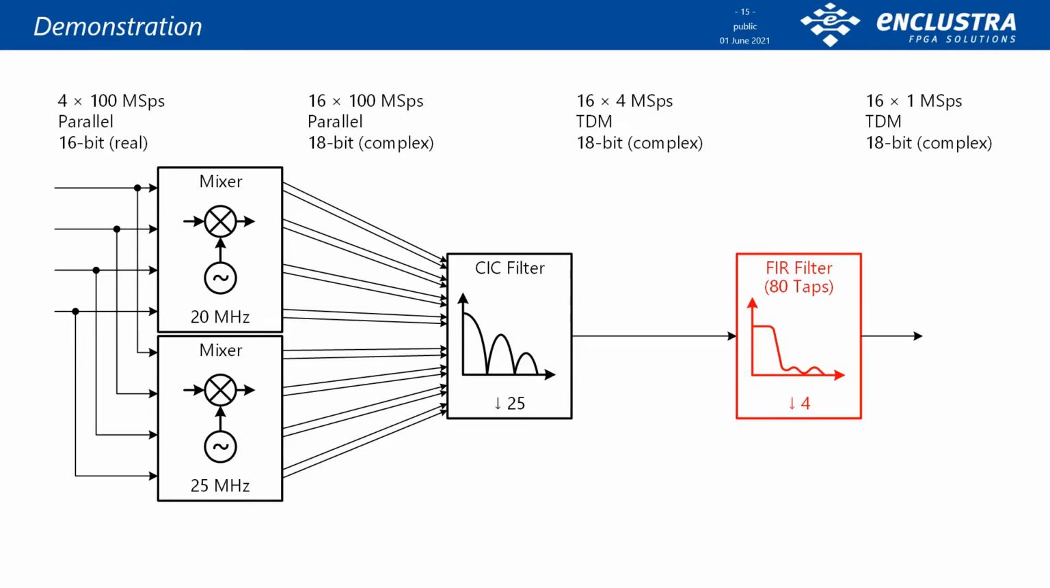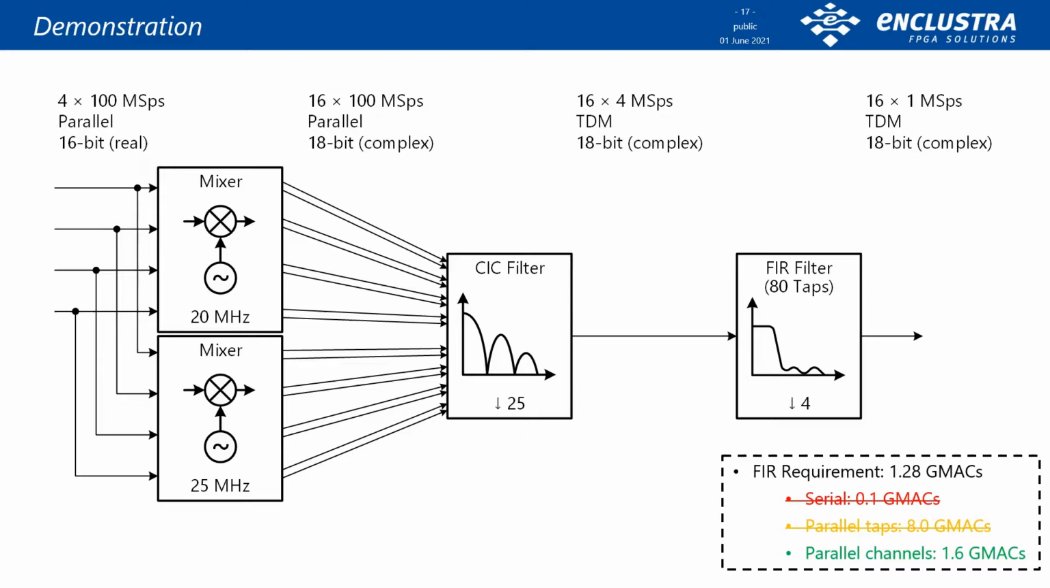We don't care too much about the specific requirements of this filter, but let's just assume that in the design phase we calculated that 80 filter taps would be required. Now, the output rate is 1 megasample per second, so if we think in terms of multiply-accumulate operations, then this filter needs to process 16 channels times 1 megasample per second times 80 taps, which is 1.28 gigamax per second. So we just need to be a little bit careful.